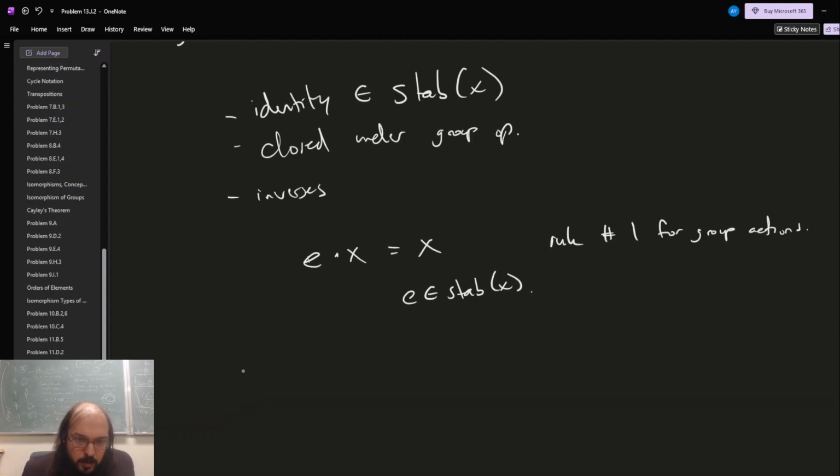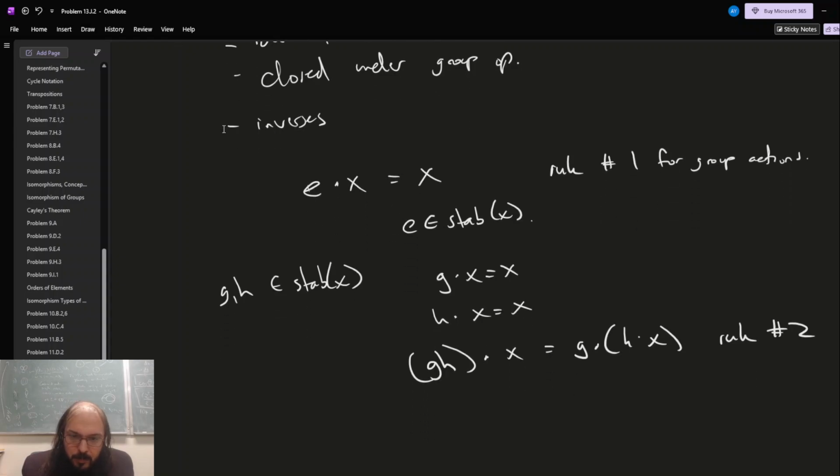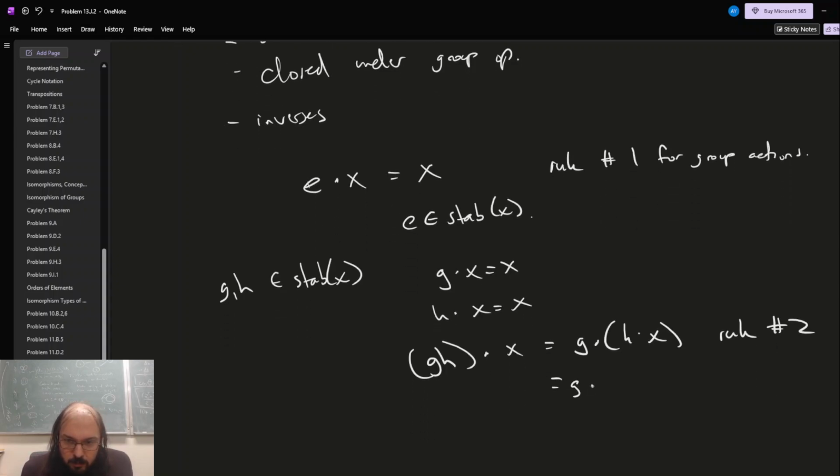For closure, suppose that G and H are individually in stab X. Then G dot X equals X, and also H dot X equals X. But then GH dot X is equal to G dot H dot X by rule number 2. H dot X is X, and G dot X is X. So GH dot X equals X. GH is in stab X.